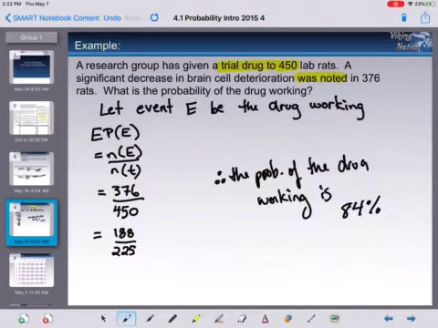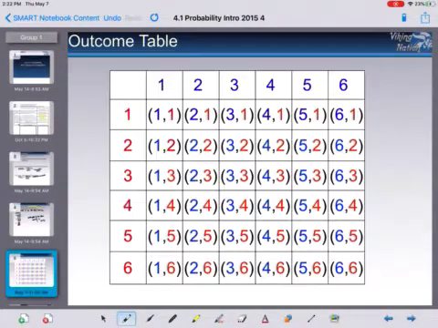Okay, moving on. If we want to look at dice, we often look at what's called an outcome table, and you can use this for other things as well, but it's really handy. It lists the entire sample space. So everything inside here is my sample space. Those are all the possible outcomes that could occur. And there's 36 of them in there.